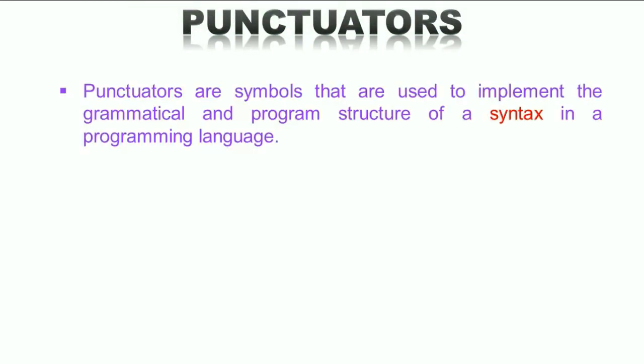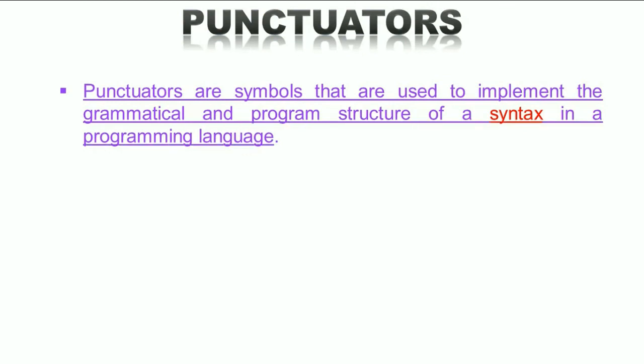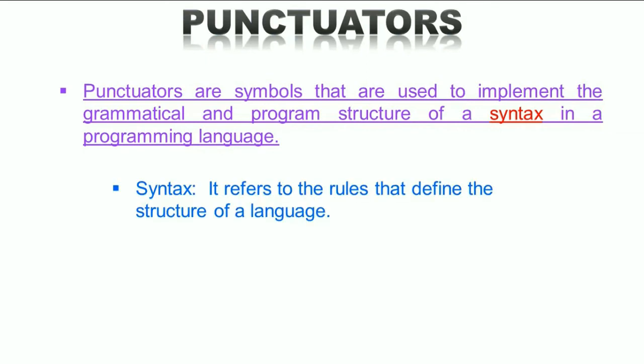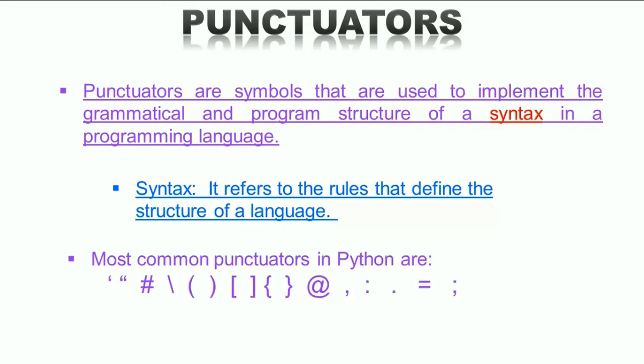Okay. Now the next token is punctuators. Punctuators are symbols that are used to implement the grammatical and program structure of a syntax in a programming language. What is a syntax? It refers to the rules that define the structure of a language. Syntax in computer programming means the rules that control the structure of the symbols, punctuation, etc. of a programming language. Let us see the most common punctuations in Python.